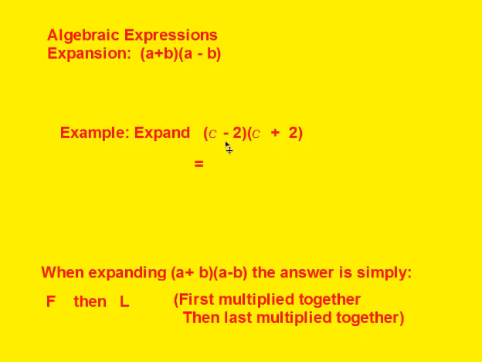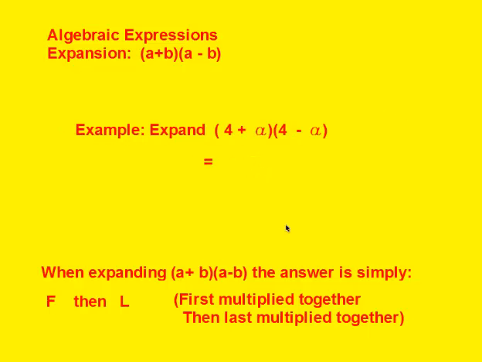Likewise this one, we see the sum and the difference. First times the first is c times c, c squared. Last times the last, negative 2 times positive 2 is negative 4. Finished. Sum and difference of the same terms. So it's first times the first, 4 times 4, 16. Positive A times negative A is negative A squared. Expanded. Finished.